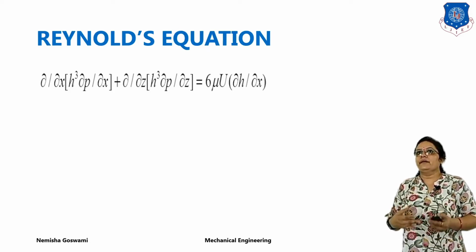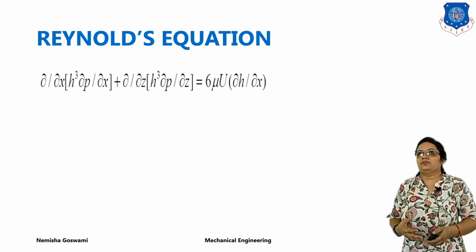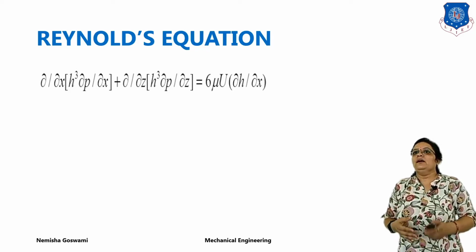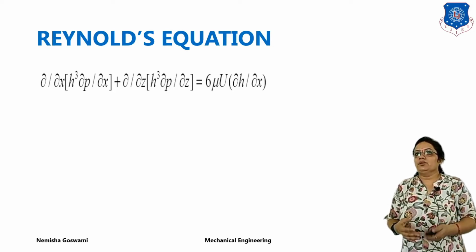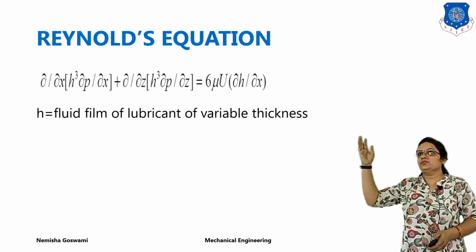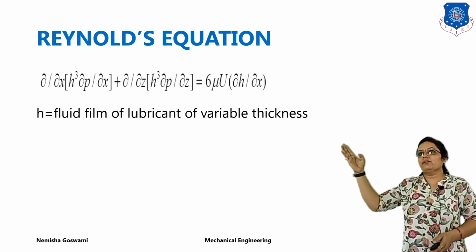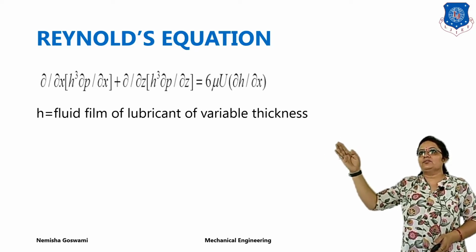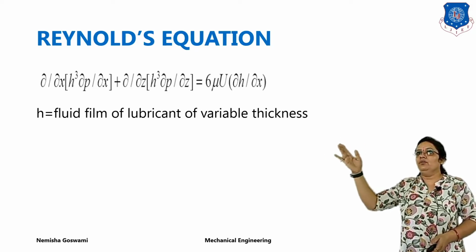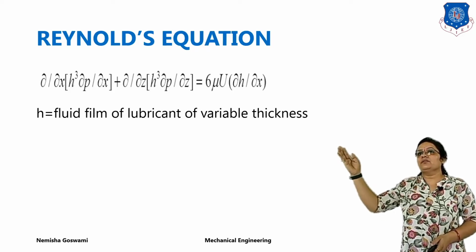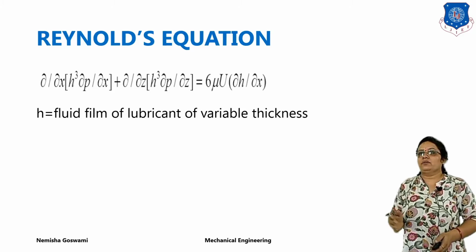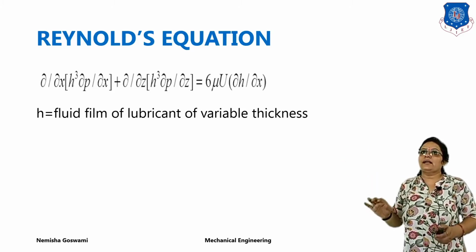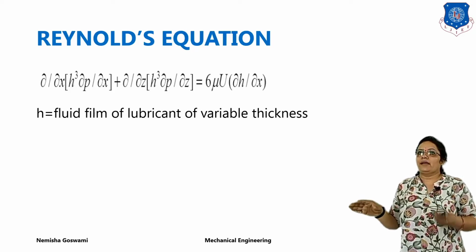Raimondi used the Reynolds equation to convert it into the basic definitions or different types of parameters used in sliding contact bearing. So here is the Reynolds equation: d by dx of h cubed dp by dx, or you can say the differentiation of pressure with respect to the x-axis, plus d by dz of h cubed dp by dz, is equal to 6 mu U dh by dx. I have taken this Reynolds equation directly to define the basic parameters.